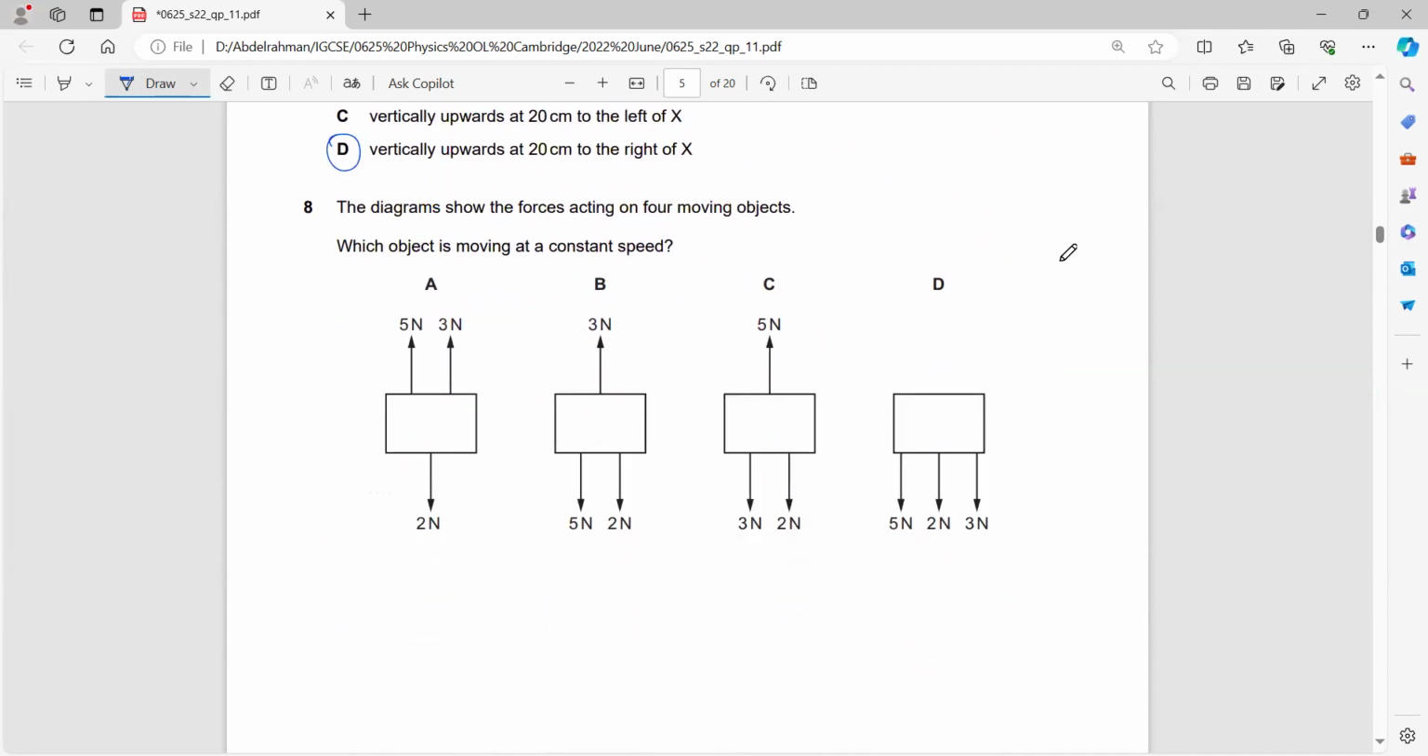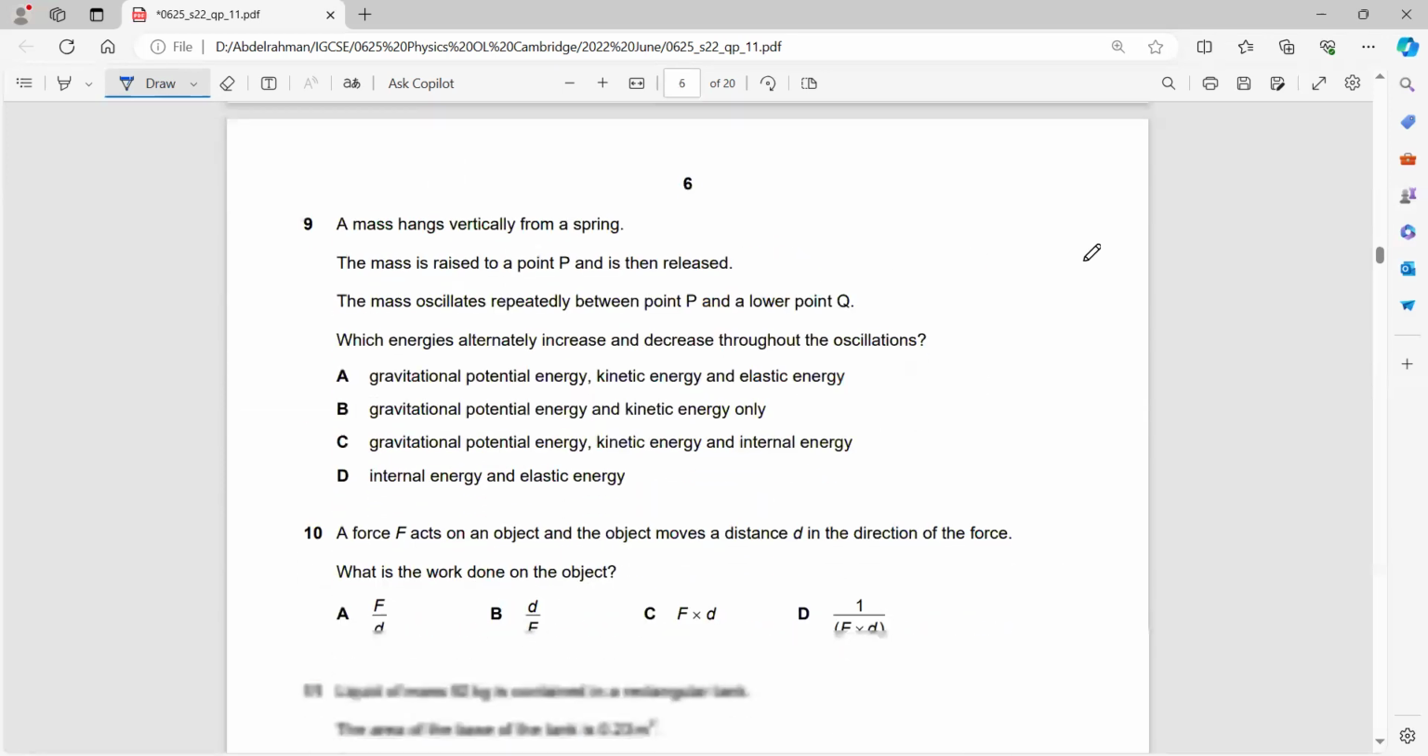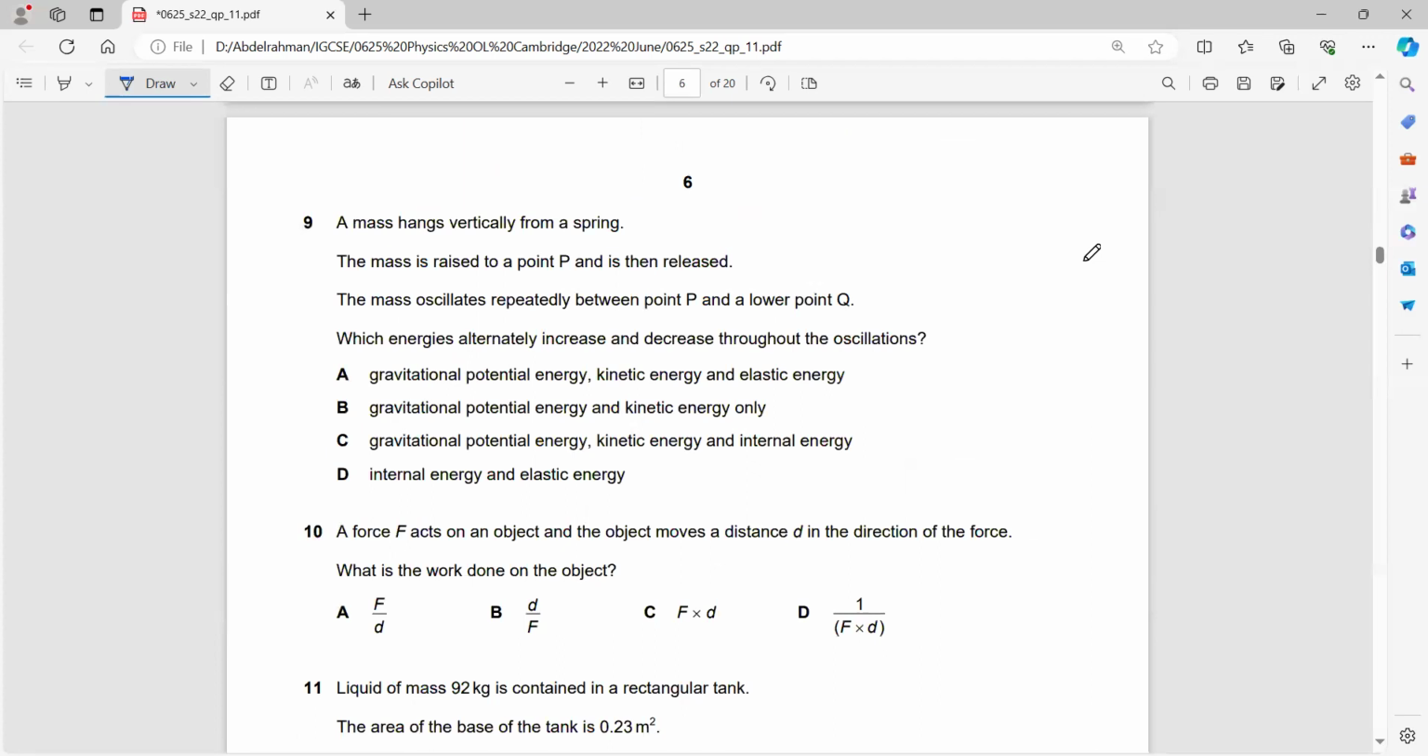Okay. Which object is moving at a constant speed? C. Of course C. Upward forces are equal to the downward forces. Yes.